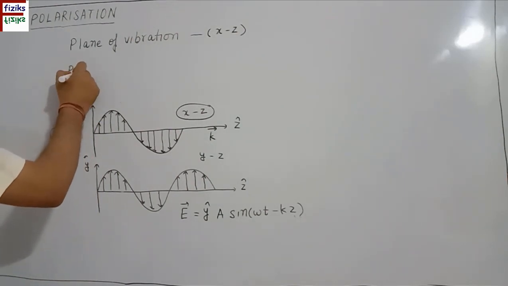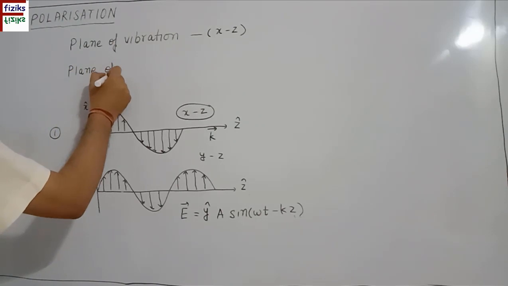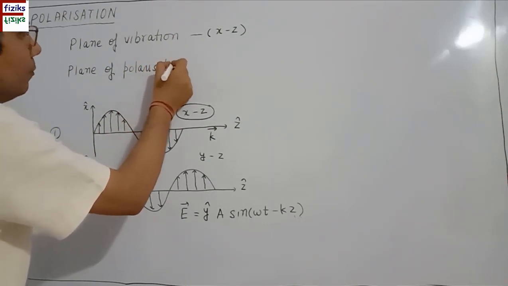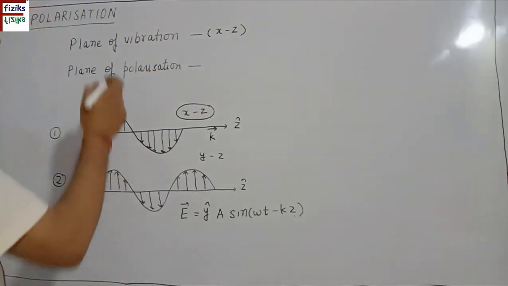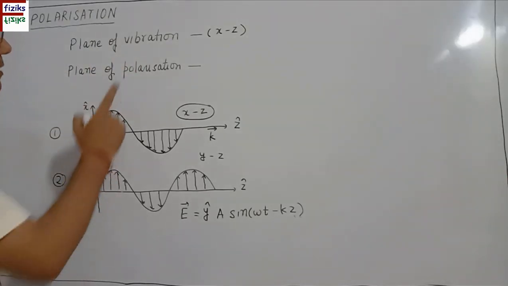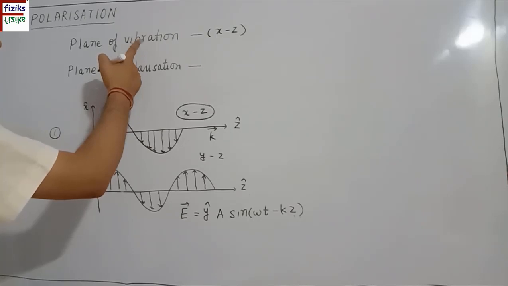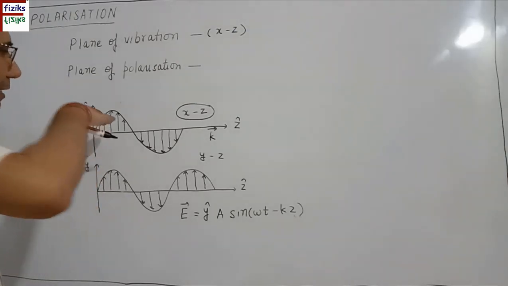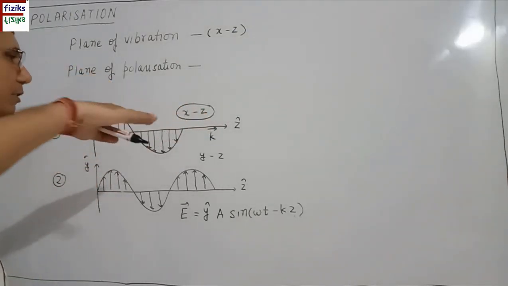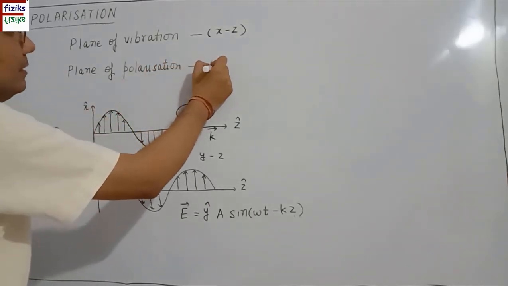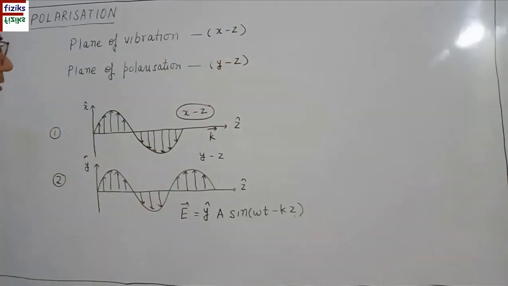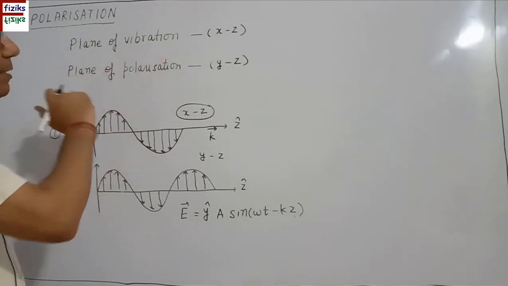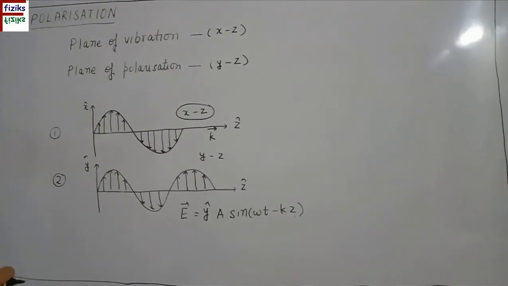Another plane is the plane of polarization. The plane of polarization is that plane which is perpendicular to the plane of vibration. So the first condition is that it is perpendicular to the plane of vibration, and second, it doesn't consist of any electric vibration. So a plane which is like this, perpendicular to this board, is the YZ plane. This YZ plane will not consist of any electric vector, and it is perpendicular to the plane of vibration. This YZ plane is known as the plane of polarization.